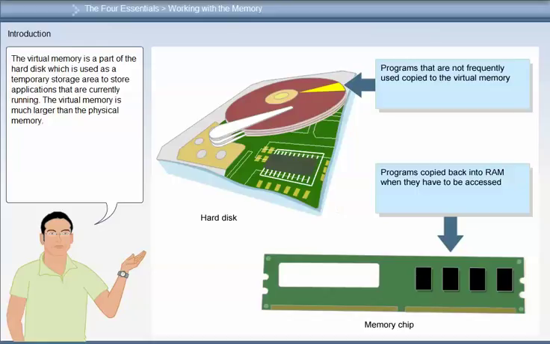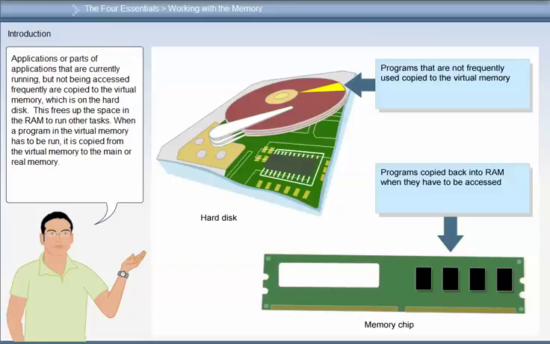The virtual memory is much larger than the physical memory. Applications or parts of applications that are currently running but not being accessed frequently are copied to the virtual memory, which is on the hard disk. This frees up the space in the RAM to run other tasks.